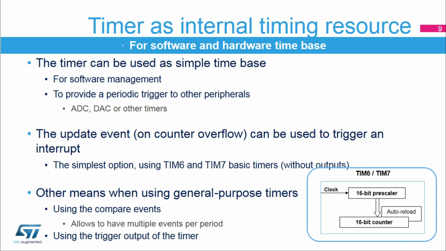The basic timers TIM6 and TIM7 are best suited for such a task, as they are the simplest timer derivatives with no input-output channel. It is also possible to generate internal timings using any other timer, using compare events, or using the trigger outputs on any other timer. It is possible to generate multiple timing events with a single timer using multiple compare channels.